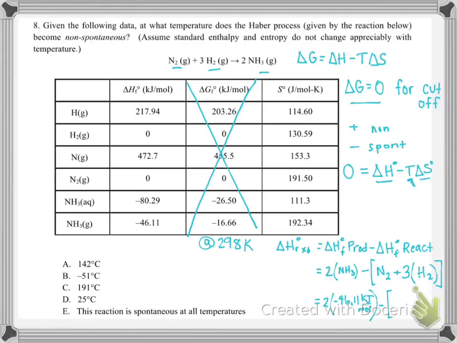Minus delta H formation for N2 gas is 0, because it's in its standard state. And the delta H of formation for H2 is also going to be 0, because it's also in its standard state. So the delta H for this reaction overall is going to be negative 92.22 kilojoules. So let's go ahead and write that over here so we can keep track.